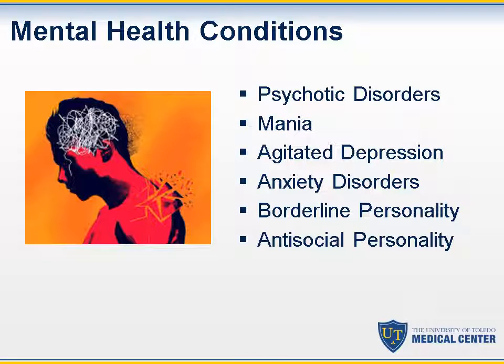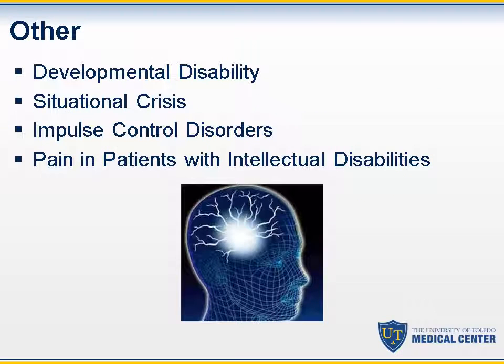Mental health conditions to consider: psychiatric disorders, mania, agitated depression, anxiety, borderline personality, and antisocial personality. Other things to consider: developmental disabilities, situational crisis, impulse control disorders, and pain in patients with intellectual disabilities. Again, it is important to recognize the underlying cause, because if we have a patient that's in pain and acting out because of their pain and they don't have the ability to communicate, if we can treat their pain, we don't need to treat with an antipsychotic.